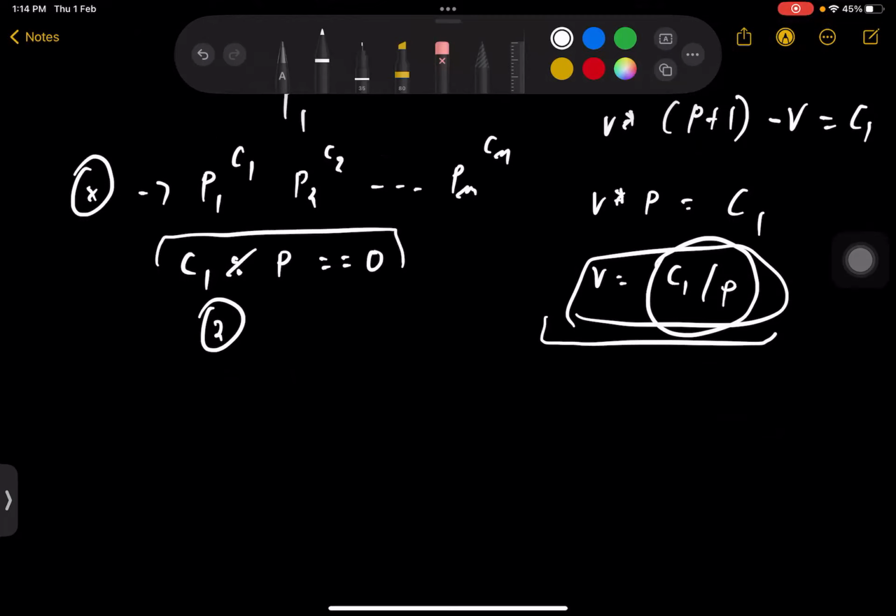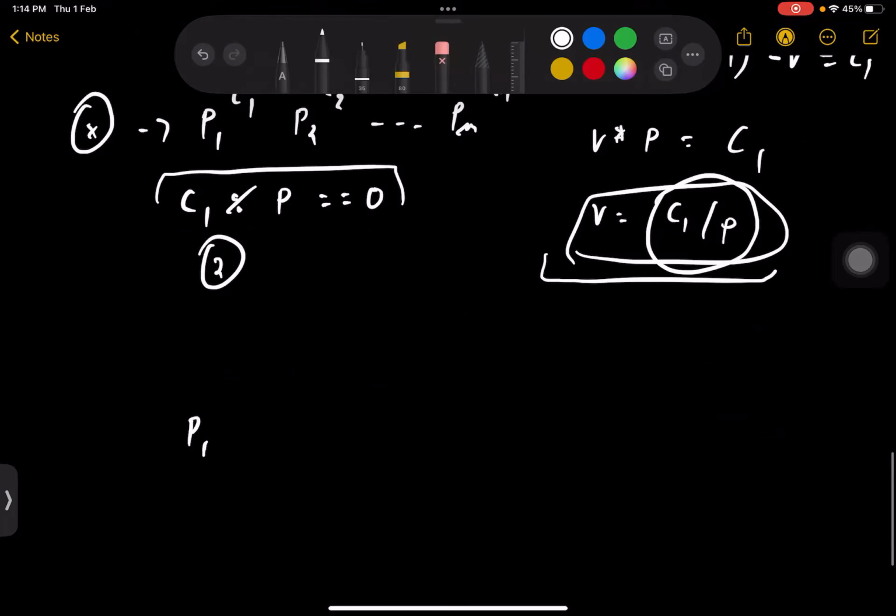So for every prime factor's power, we just check if it is divisible by p or not. And those many possibilities will exist, right? Because here we can see every prime factor is individual.